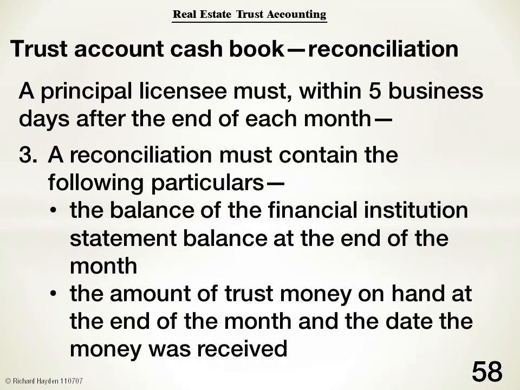Number 3. A reconciliation must contain the following particulars: the balance of the financial institution statement balance at the end of the month, and the amount of trust money on hand at the end of the month and the date the money was received.